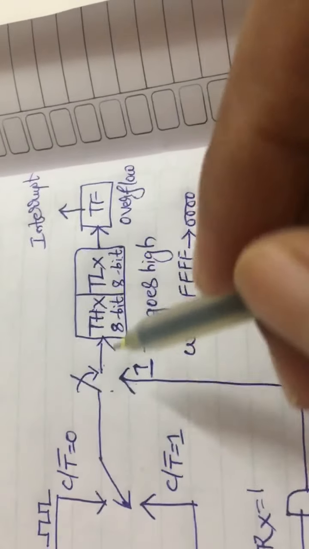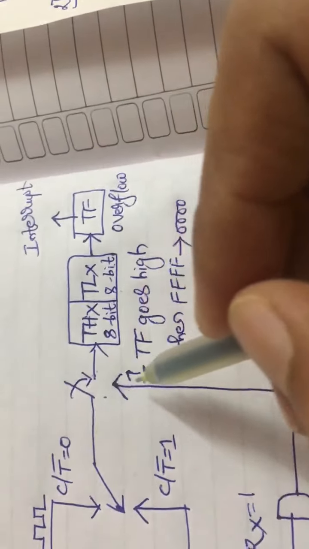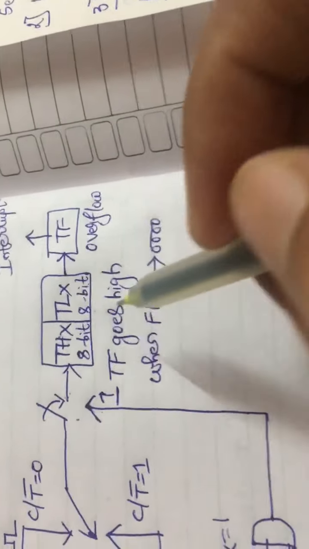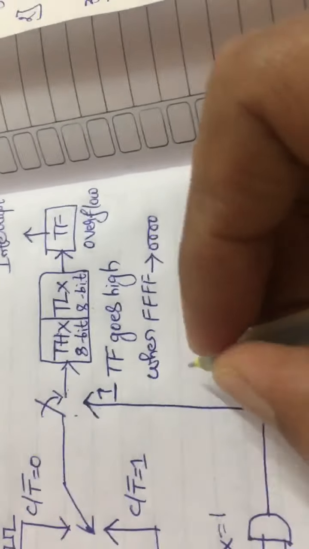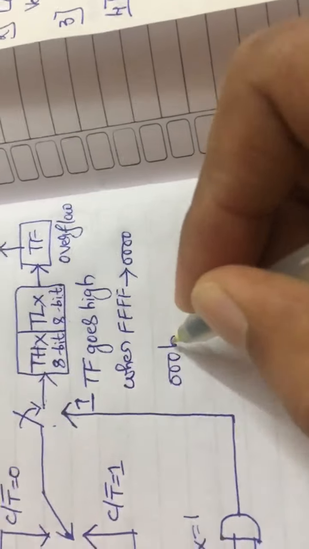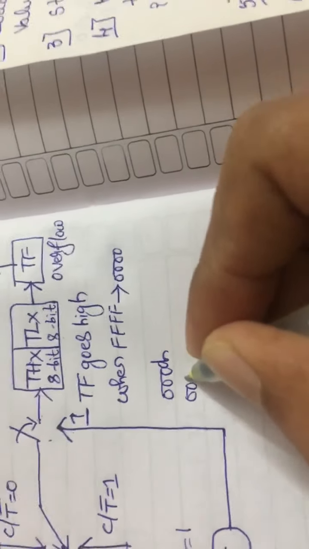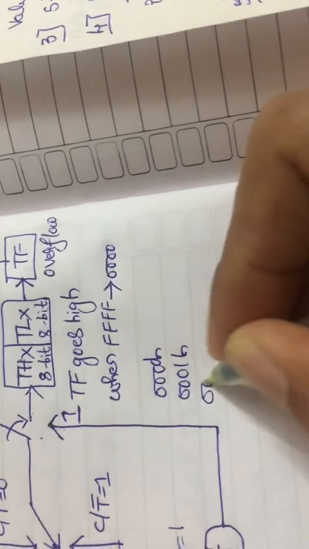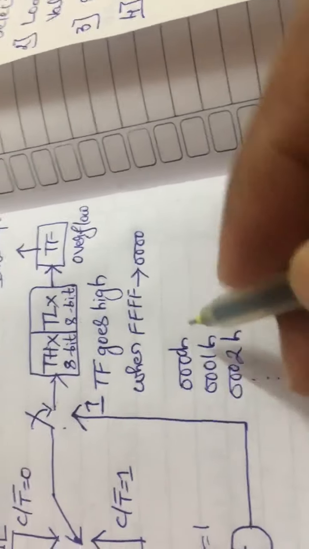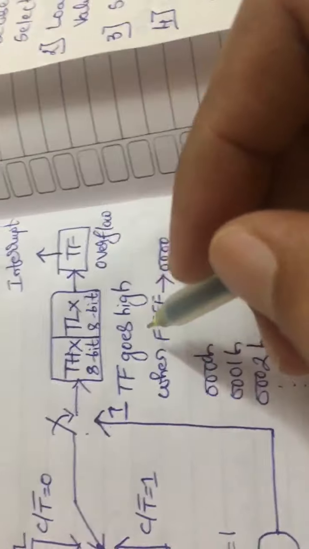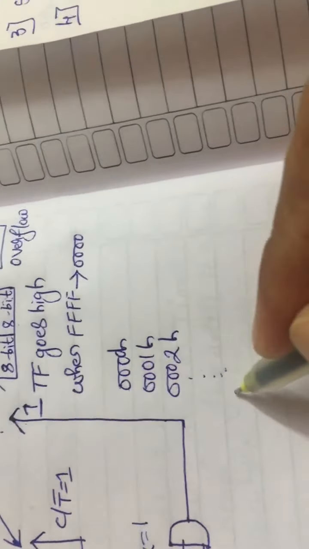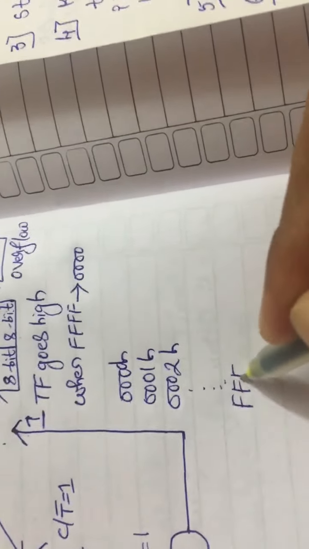When this switch is closed, after getting the value 1 inside this, the timer or counter will start. Now it starts counting. First it will take 0000H, 0001H, 0002H, like that. Since it is a 16-bit timer or counter mode, the maximum value it will take is FFFFH.